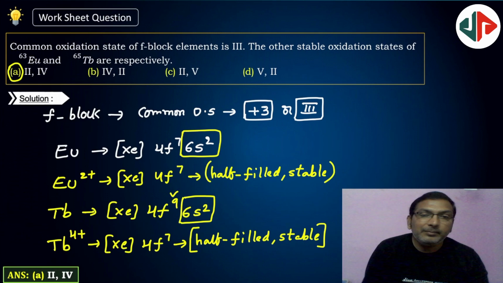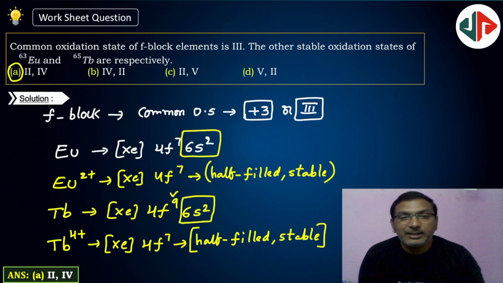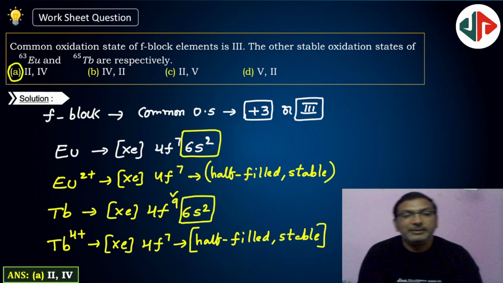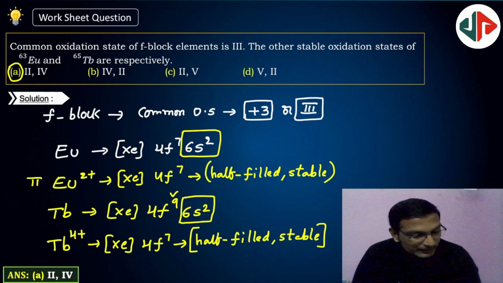If europium loses 2 electrons, it will have a half-filled configuration, which is stable according to Hund's principle. Terbium, after losing 4 electrons, becomes 4f7 half-filled, which is also stable. Europium +2 is stable, terbium +4 is stable. The other oxidation states are +2 and +4, or we can say Roman numerals II and IV oxidation states.